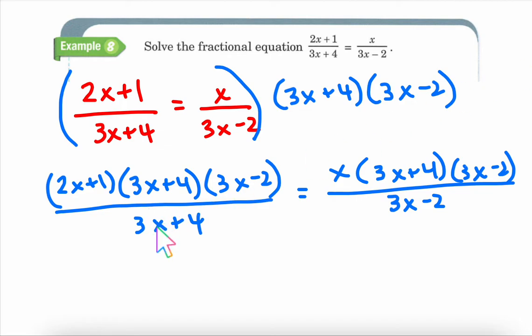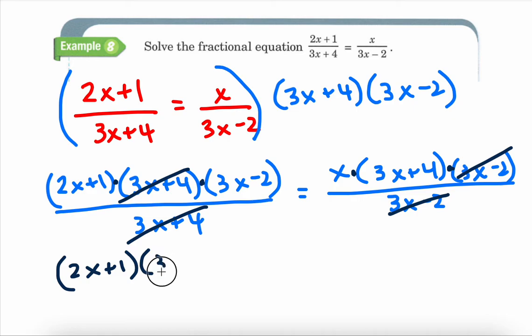Okay, so I end up actually being able to, now these are all related through multiplication, so I can just cross stuff out to reduce. I have a 3x plus 4 on top and bottom. I can cancel that out. And over here, I have a 3x minus 2 on top and bottom. I can cancel that out. So this becomes 2x plus 1 times 3x minus 2 equals x times 3x plus 4. So I got rid of my denominators.